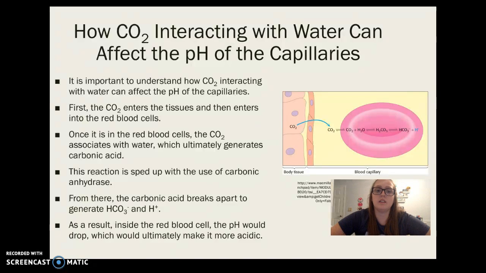It is important to understand how CO2 interacting with water can affect the pH of the capillaries. First, CO2 enters the tissues and then into the red blood cells, which you can see here. Once it's in the red blood cells, the CO2 associates with water, which ultimately generates carbonic acid. This reaction is sped up by the use of carbonic anhydrase. From there, the carbonic acid breaks apart to generate HCO3- and H+. As a result, in the red blood cell, the pH would drop, which would ultimately make it more acidic.